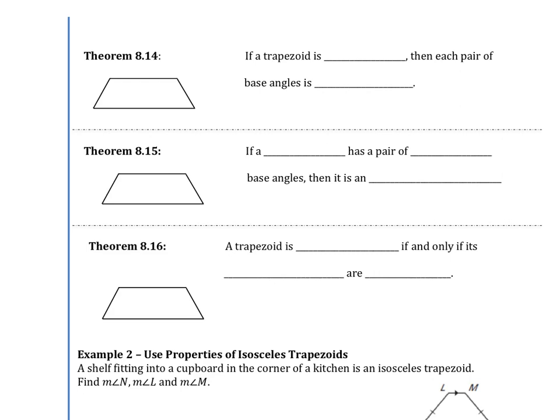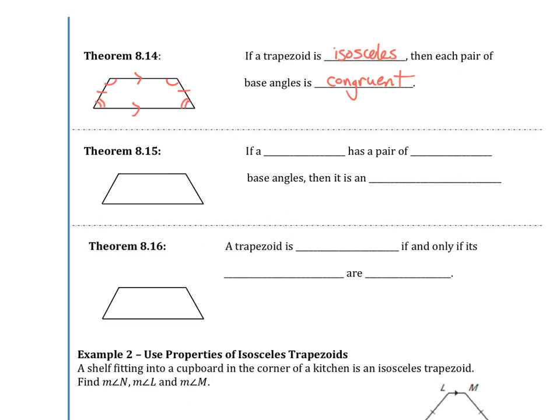All right, theorem 8.14 says that if a trapezoid is isosceles, I want to make sure I spell this right, S-C-E-L-E-S, then each pair of base angles is congruent. So basically, it's a trapezoid, and each leg is congruent. That means that the base angles on the bottom are going to be equal, and the base angles on the top have to be equal. So the base angles are congruent if it's an isosceles trapezoid.